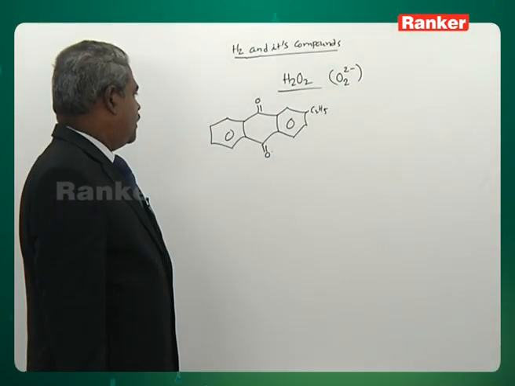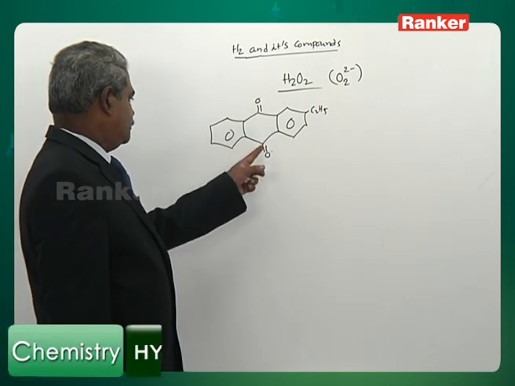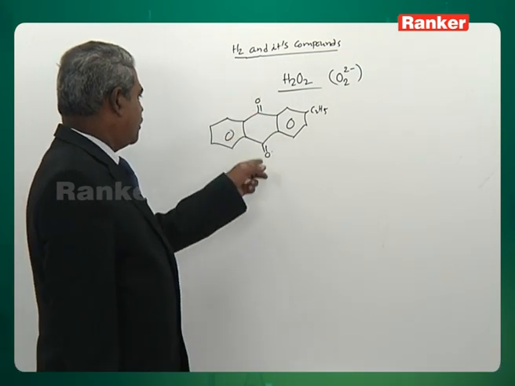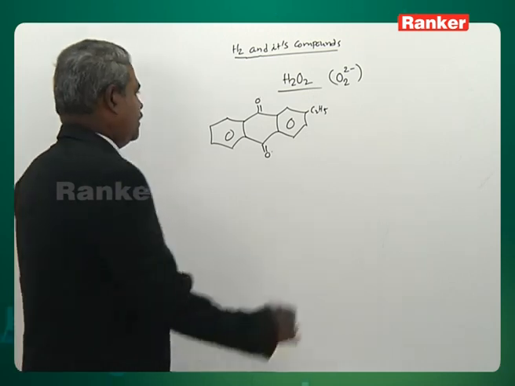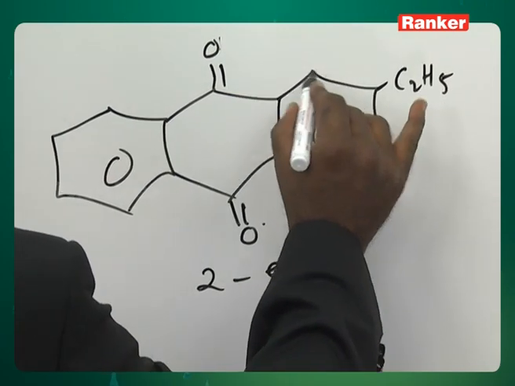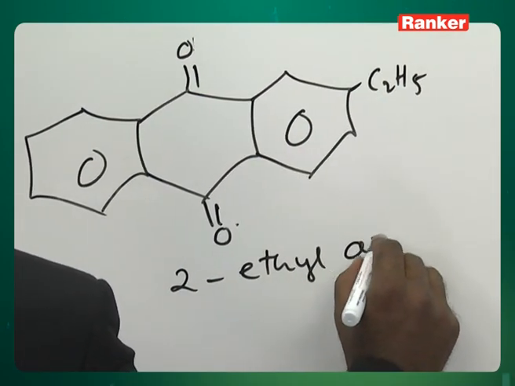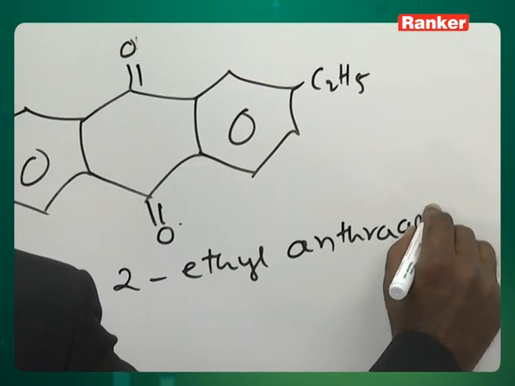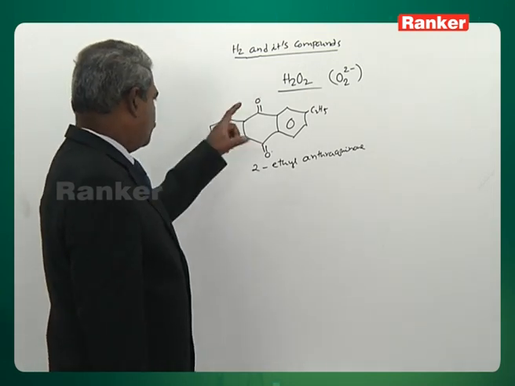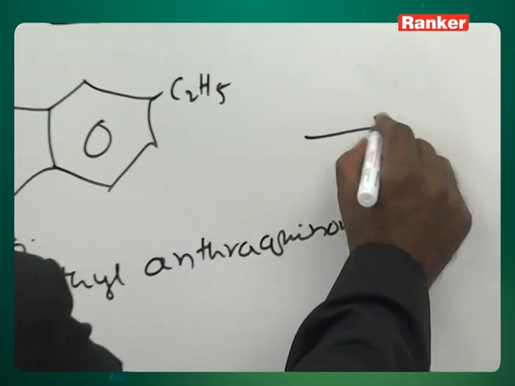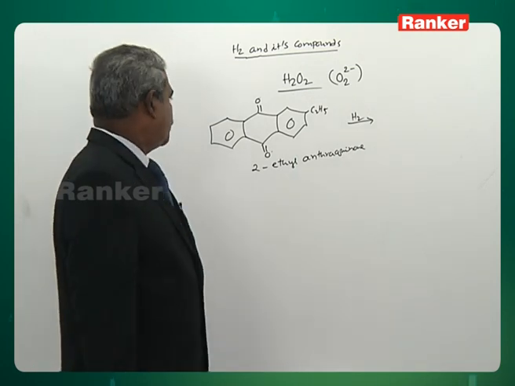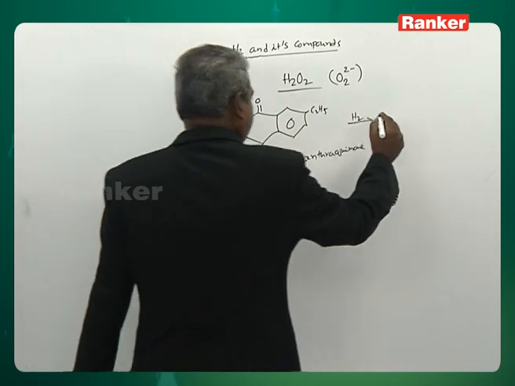This is called anthraquinone. Three fused benzene rings is called anthracene, and with double bonds like this, it is called anthraquinone. This is 2-ethyl anthraquinone. You start the numbering here, 1, 2. 2-ethyl anthraquinone, a ketone. You just heat that with hydrogen, of course in the presence of palladium. What will happen? You will get 2 OH here.